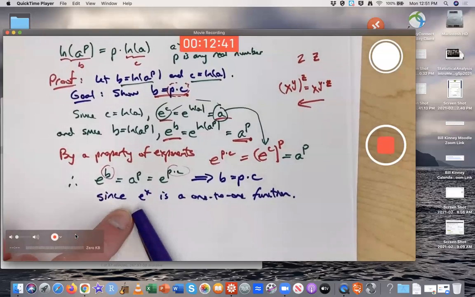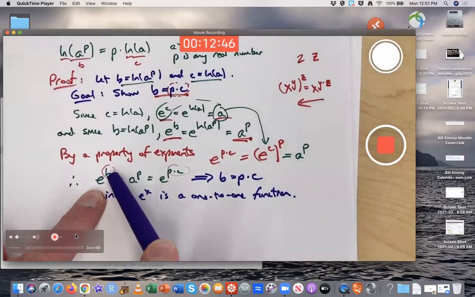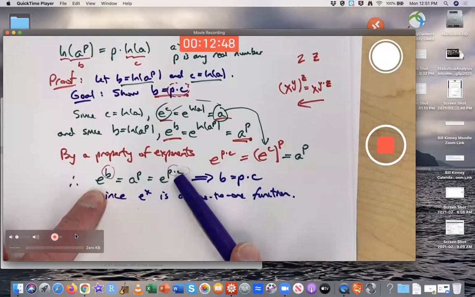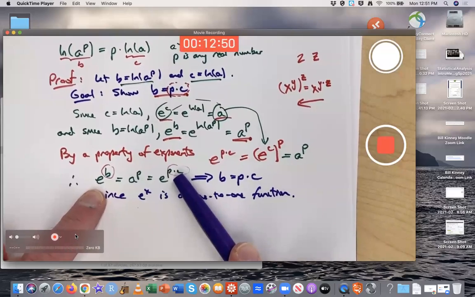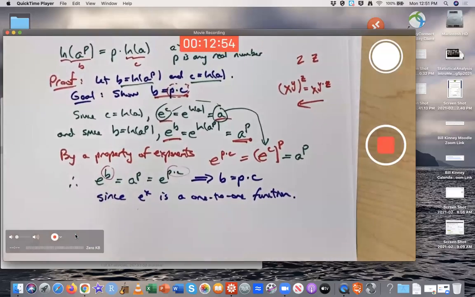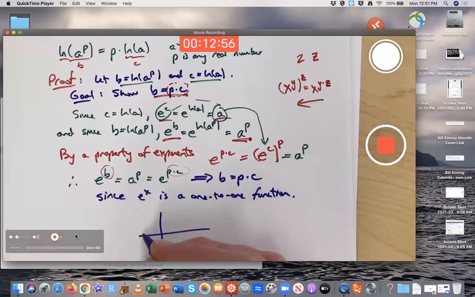Think of e to the x as a function, defining a function of x. You've got e to some power equaling e to some other power, perhaps. Could the powers possibly be different? Could the inputs be different? No, because the function's one-to-one. It passes the horizontal line test.